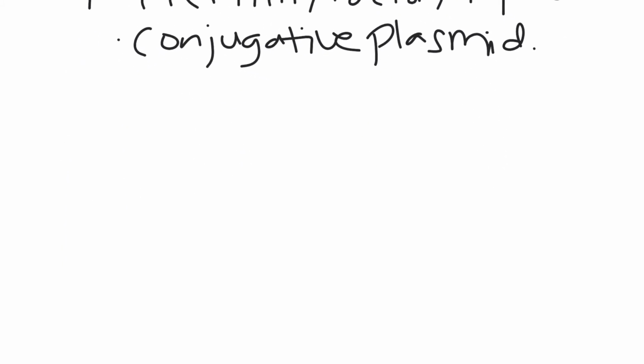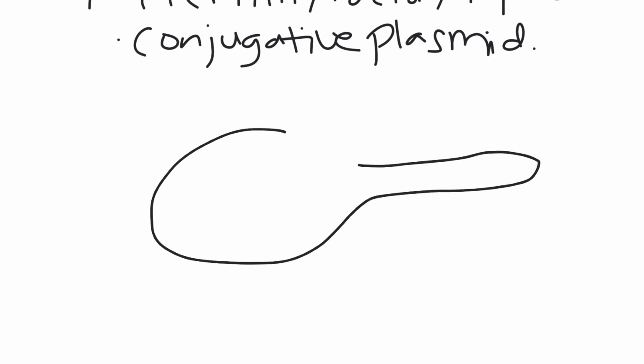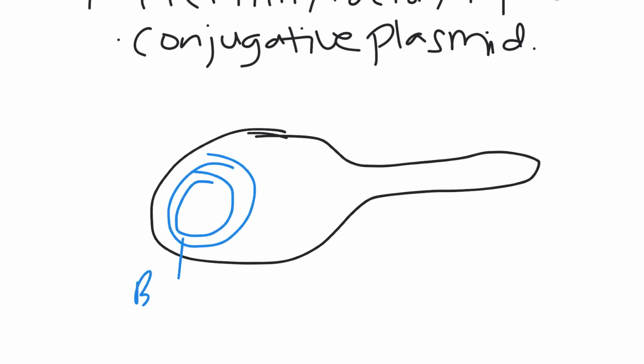Okay, so if I draw the F plus cell, I'm going to draw it big first. I'll draw it with the pili, and I'll draw the pili in more detail in a moment so you don't get the wrong idea about it. Here's the bacterial chromosome. Contains all the genes to live as a bacteria.